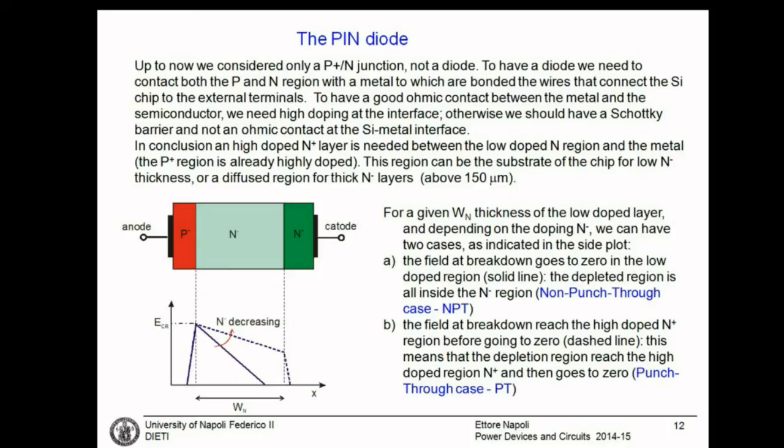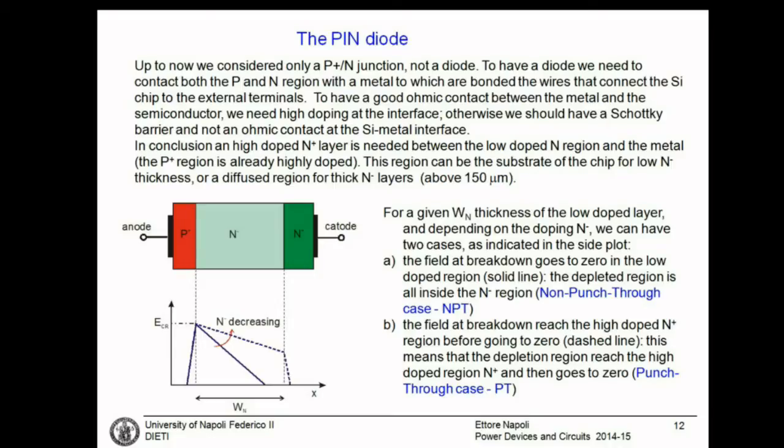We can finally arrive at the power diode, usually named the PIN diode. We discussed up to now many important aspects, but they were only considered for a PN junction. That was not a diode.